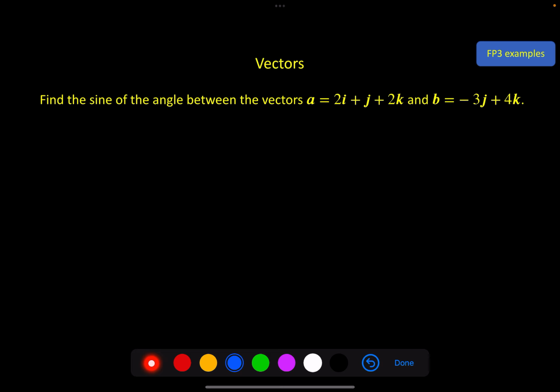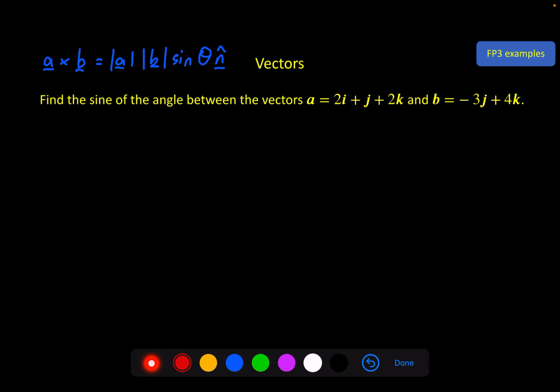Okay, final example. Find the sine of the angle between the vectors this and this. Okay, the sine of the angle is using the cross product, like this. But here we're going to do something so that we don't need to worry about it being a vector. Because we don't want a vector answer here, we just want to know the magnitude of the sine of the angle.